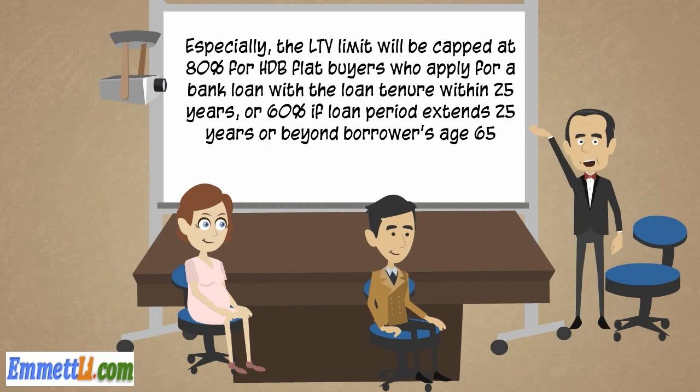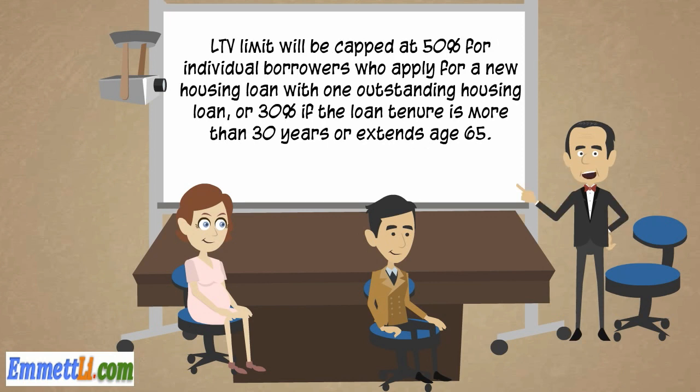The LTV limit will be at 80% for HDB flat buyers who apply for a bank loan with a loan tenure within 25 years, or 60% if the loan period extends beyond 25 years or past the borrower's age 65. The LTV limit will be capped at 50% for borrowers who apply for a new home loan with one outstanding housing loan, or 30% if the loan tenure is more than 30 years or extends past age 65.